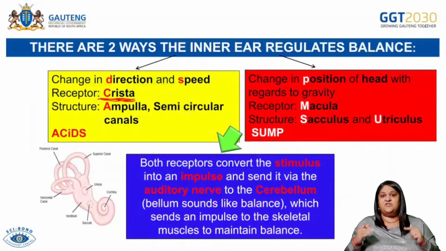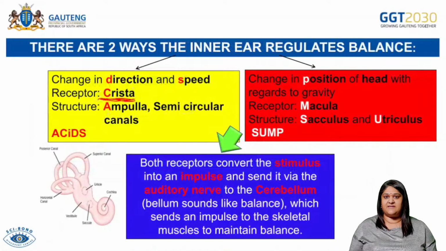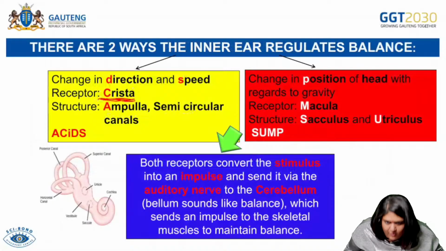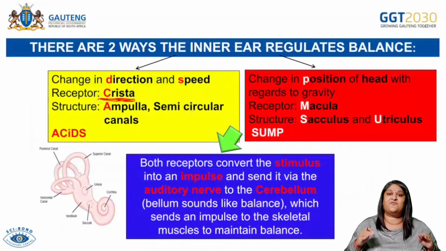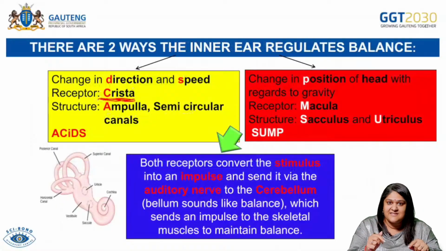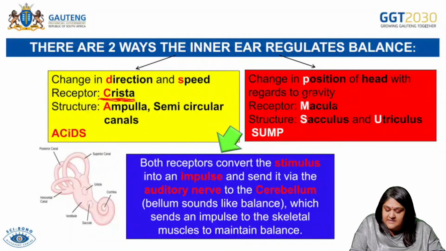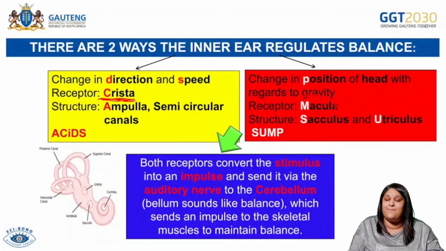But when there's a change in the position of the head, so now I'm like this, and then I'm bending my head forward, or I'm moving my head that way, that is the change in the position of the head. And that receptor that is involved there is the macula. And that you find in the sacculus and the utriculus. Okay, so there's a little thingy over here to help you remember. Okay, but I remember it. Everybody will have a different way.